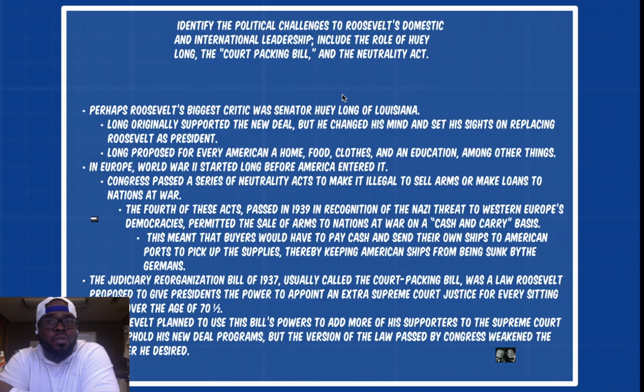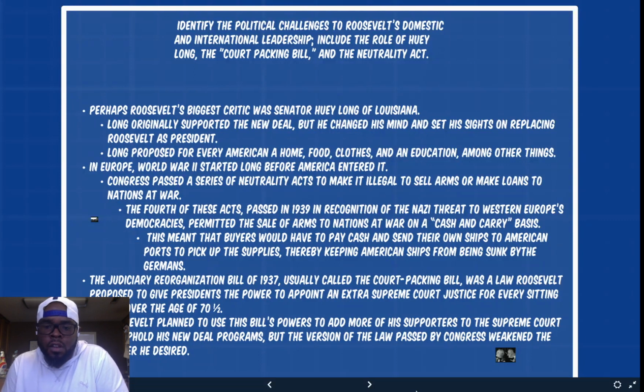Now, the next one will be the court packing bill that was passed by FDR. His goal was really to be able to appoint an extra Supreme Court justice for every sitting justice over the age of 70 and a half years old. Because remember, Supreme Court justice or every federal judge appointment is a lifetime appointment. You only stop when you want to stop. So Roosevelt planned to use his bill powers to add more of his supporters to the Supreme Court to uphold his New Deal programs. Remember, they did find something to be unconstitutional, but the version of the law passed by Congress weakened the power he desired. He actually did not get the power he wanted.